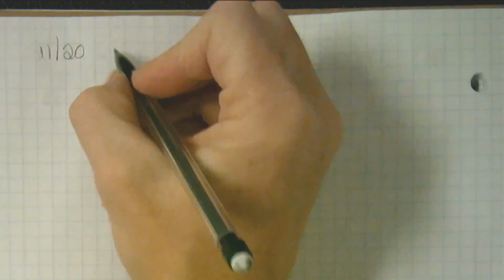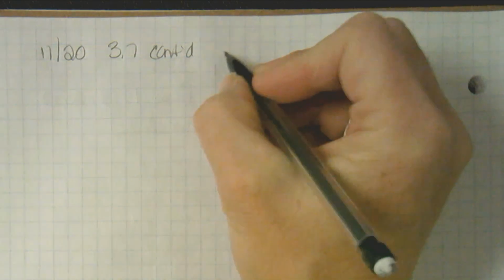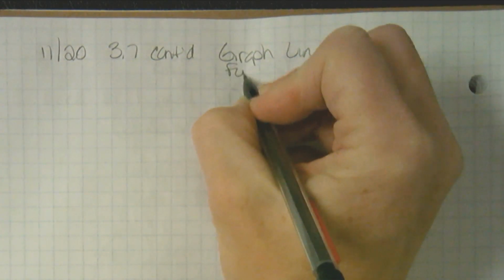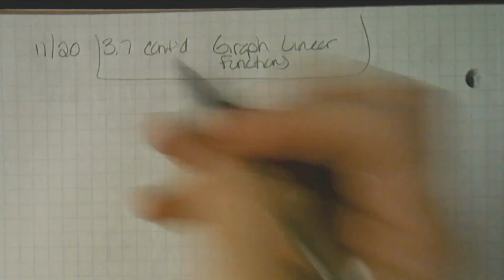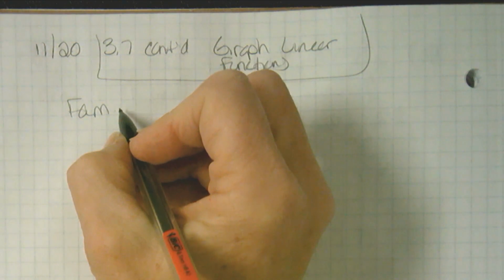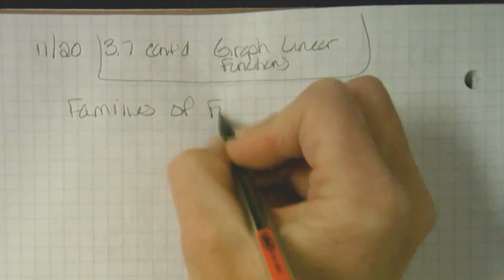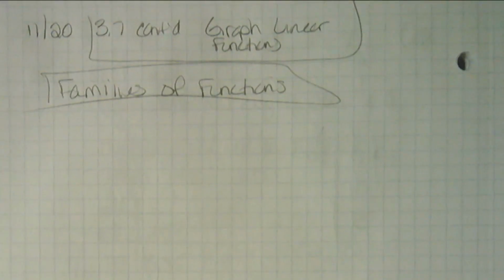So today is the 20th. We are still in 3.7, so 3.7 continued. Graph linear functions. All right, what I want to focus on today is something called families. Families of functions.